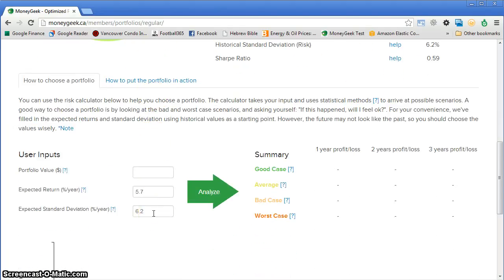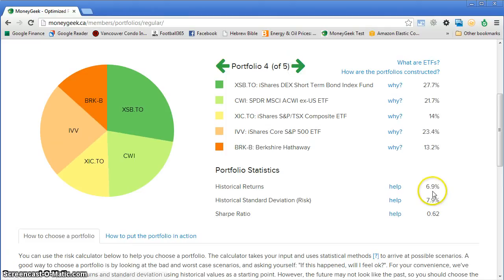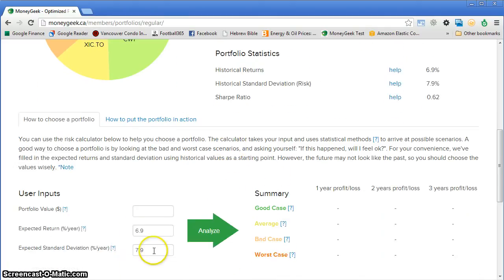You'll see that it takes in 3 parameters: the portfolio value, the expected return, and the expected standard deviation. And for your convenience, we filled out these last 2 numbers in for you. You'll see that these numbers correspond to portfolio 3's numbers. And if you change it to another portfolio, you'll see that these numbers also change. So to get started, really all you need to put in is the portfolio value. Now, unless you have a strong view about the future, I think using historical values is a good idea. If you do feel strongly about the future, say you're a bit more pessimistic about it, then you can choose to do stuff like lower your expected return.